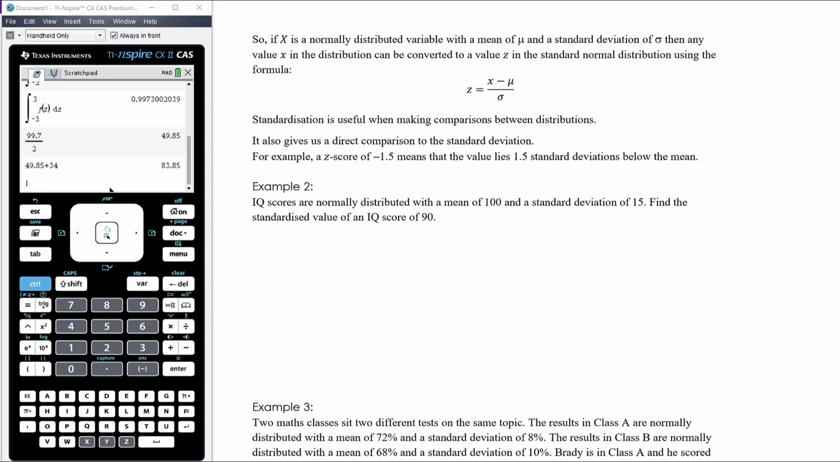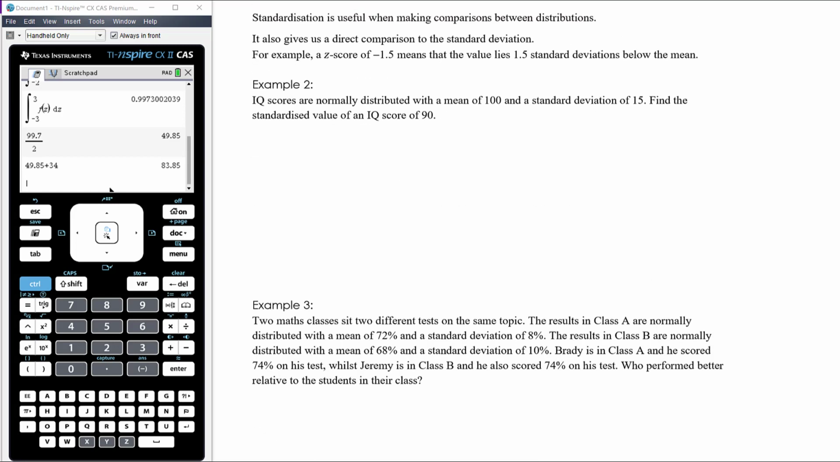So for example, if you got a z-score of negative 1.5, it means that that value is 1.5 standard deviations below the mean in its distribution. Okay. So as we know, let's go back to our familiar example of IQ scores. They're normally distributed with a mean of 100 and a standard deviation of 15. Find the standardized value of an IQ score of 90.